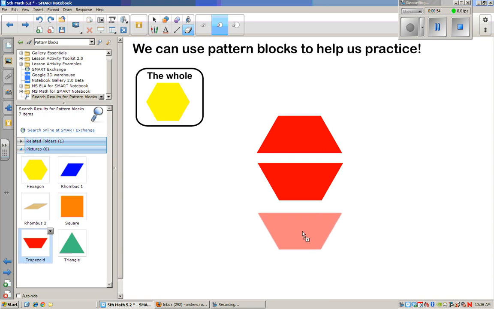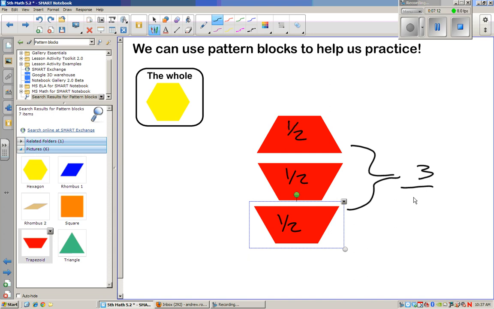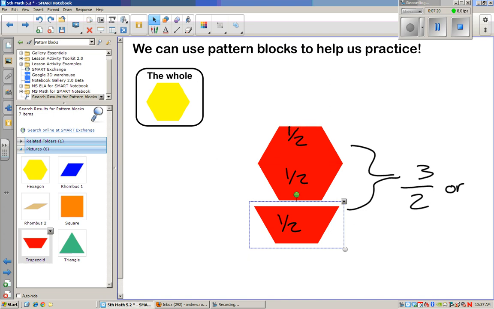Now, what if I add another half? How could we write that? I could write that as, well, this is 1/2, this is 1/2, this is 1/2. So I could write that whole thing as 3 halves. Or I could bring these together and think of that, instead of thinking of that as 1/2 and 1/2, as one whole, and then I have one whole and 1/2, and then I would write that as 1 and 1/2.